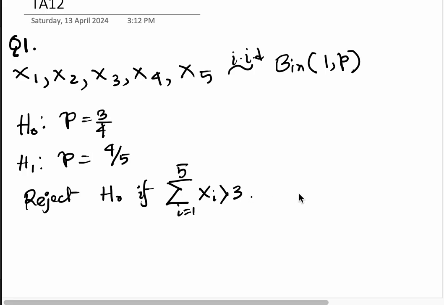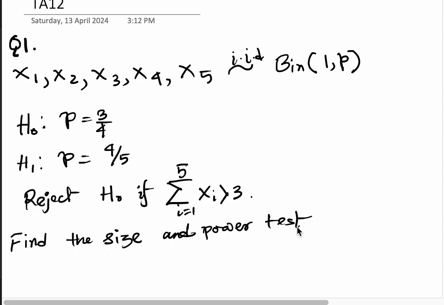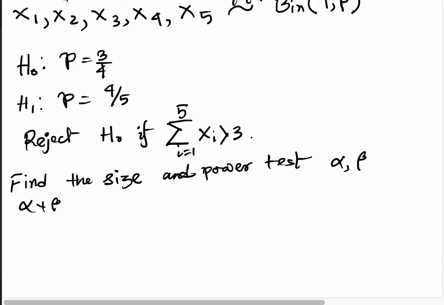Now we have to find the size and power of this test. If the size and power of this test are alpha and beta, then find alpha plus beta. So let's find it.